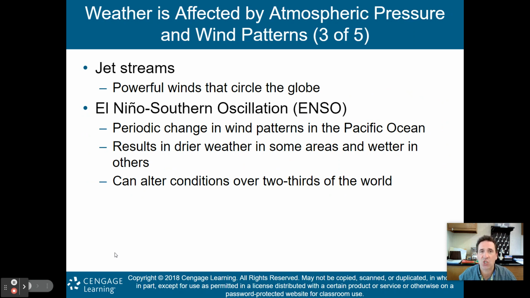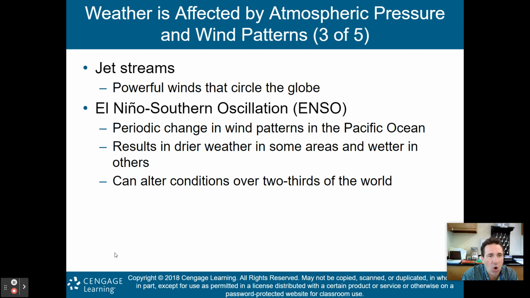We also have jet streams, which affect weather around the world, right? These are powerful winds that circle the globe and basically drive the weather systems with them. They basically are the road maps for our weather systems here on planet Earth, the jet streams.